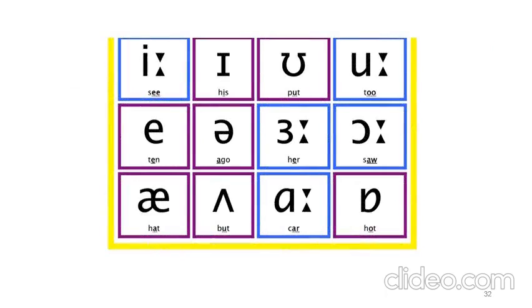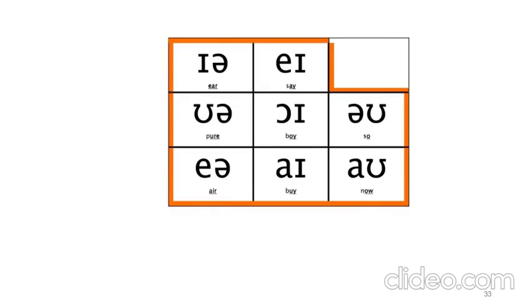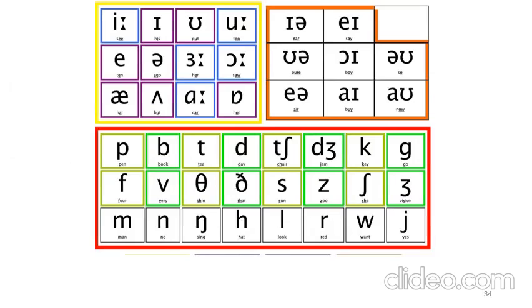We also have 12 simple vowels. We have 12 simple vowels in RP English. And we have 8 other vowels, which we will learn a bit later. They are ear, ua, air, a, oi, I, o, ow. So we have 20 RP vowels and 24 consonants, which makes a total of 44 phonemes of RP English. English has 44 phonemes, 24 consonants, and 20 vowels.